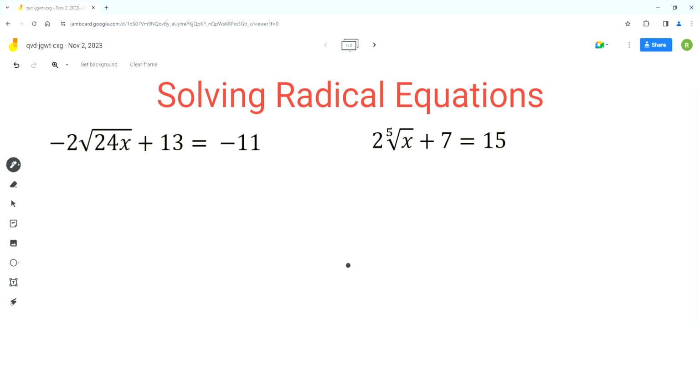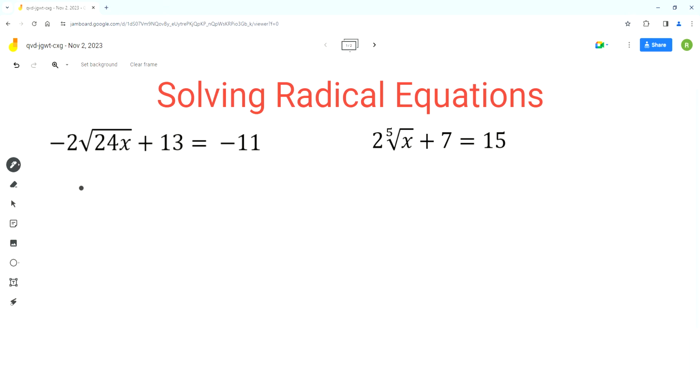So in this video, we'll solve these two radical equations. So let's start with the one on the left side. So the given equation is -2 square root of 24x plus 13 equals -11. Now the variable in this equation is x. So we have to solve for this x. So for that, we'll have to isolate x on one side of the equation.